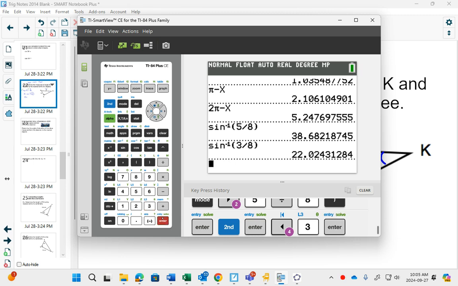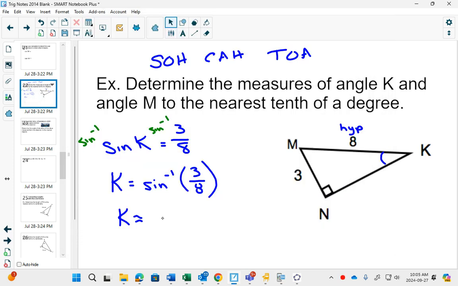And now when we check it, we get 22.02. To the nearest tenth would be, how do you round this to the nearest tenth? You'd write 22.0 degrees. So again, we want to make sure we're correct in our rounding, and we want to make sure that we have our angle in degrees. Sometimes it's also helpful when you figure out something to label it on your triangle as well.